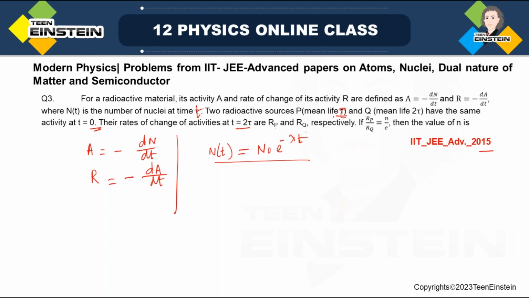There are two radioactive sources, one of them is P, another one is Q. P has mean lifetime tau and Q has mean lifetime 2 tau, and they have the same activity initially, when t is equal to 0. Their rates of change of activity, that means Rp and Rq at t is equal to 2 tau, are given. Their ratio Rp by Rq is n by e, so you have to find out what is the value of n. So look here, it is very simple.